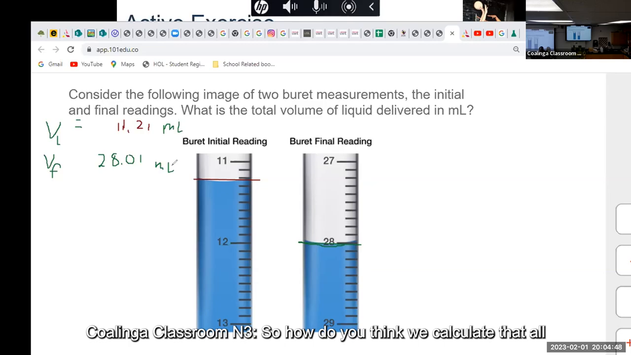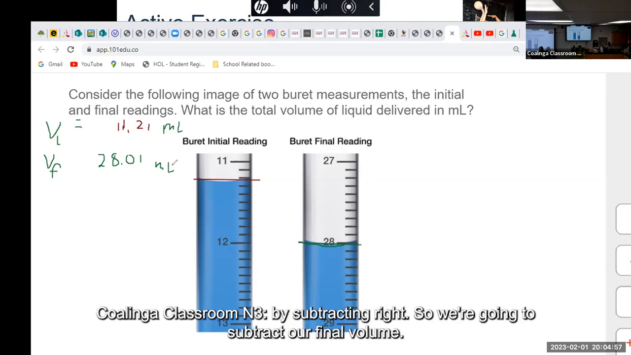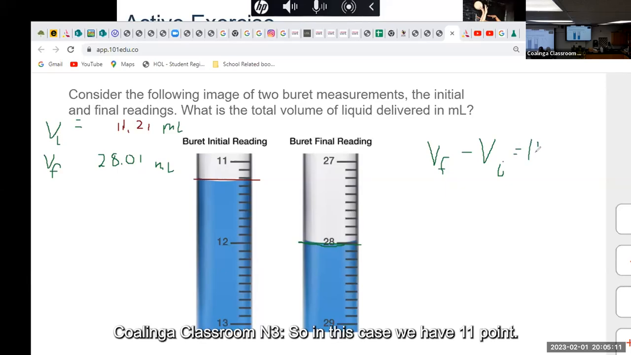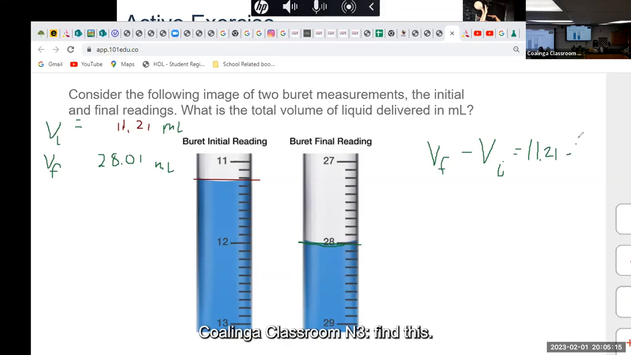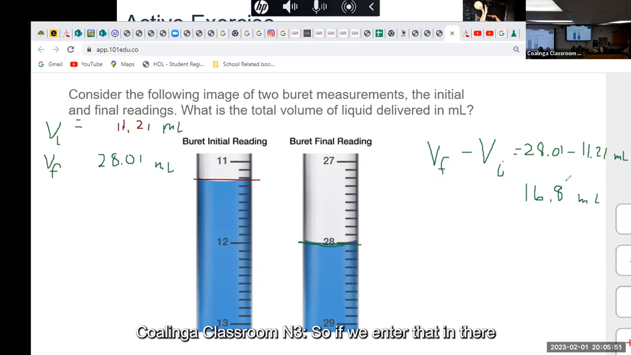So how do you think we calculate the volume that's being delivered into our tube? By subtracting, right? We subtract our final volume minus our initial volume. In this case, 28.01 minus 11.21, we end up with 16.8. So if we enter that in there.